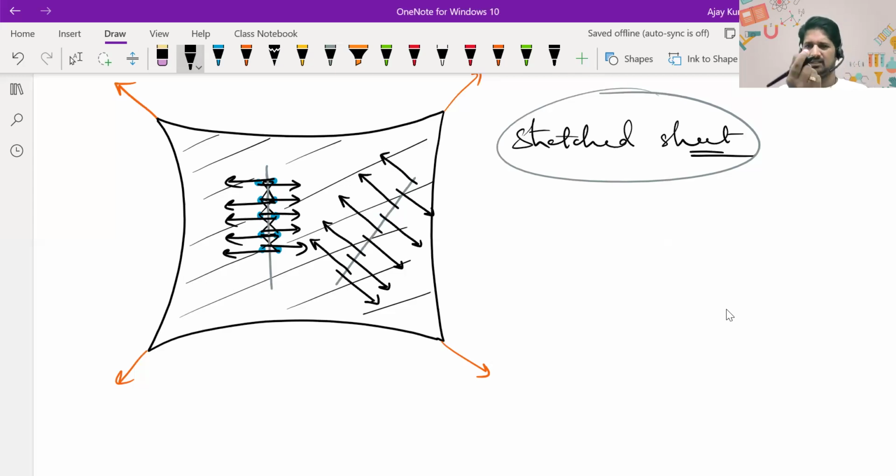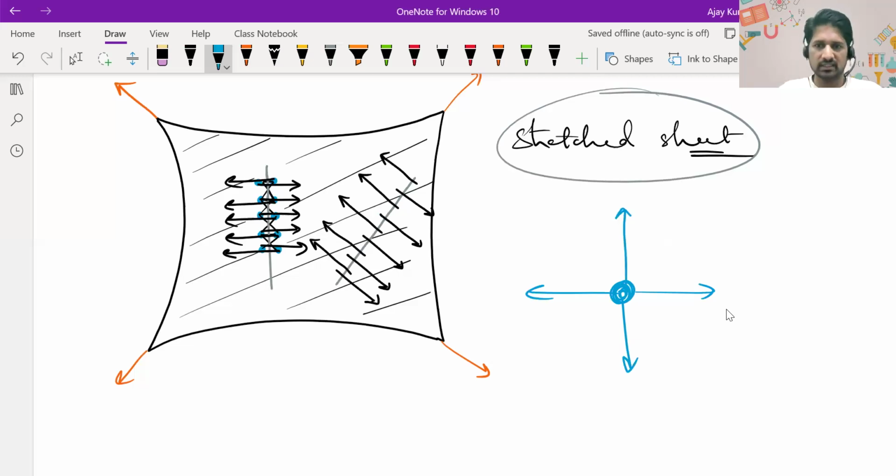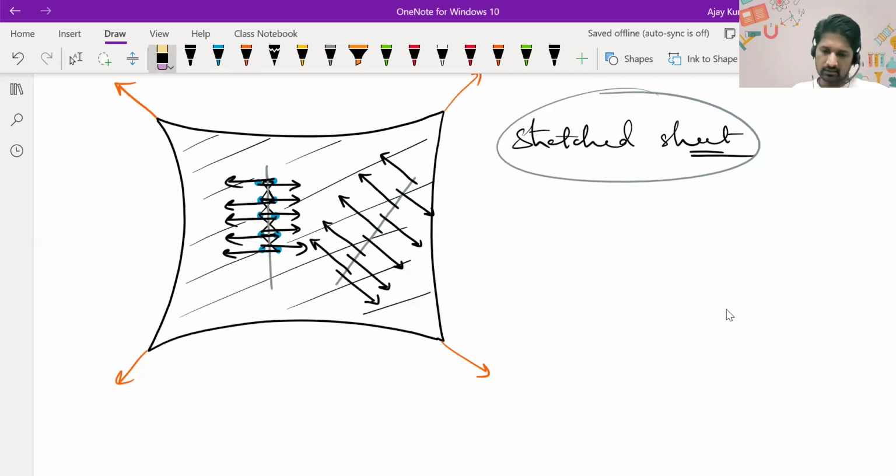Actually, every molecule on that sheet is surrounded by molecules on all sides, so attractive force will be there on all sides. Which side it moves depends on which side you make the cut. For example, let's say there is an object here which is being pulled in four different directions. Net force is zero; it will stay there only. But if you remove one of these forces, then you will see it moving in the opposite direction. That is what happens with molecules on a stretched sheet. So remember, every molecule experiences force in all directions.